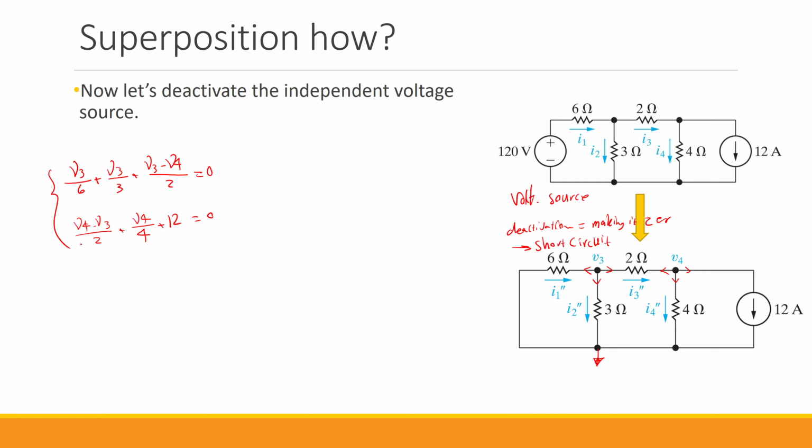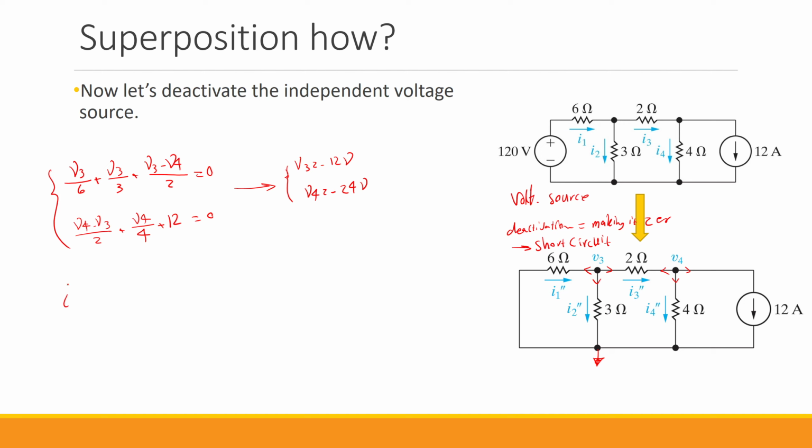So these are the two equations that we need to solve in order to get values V3 and V4. If we solve this 2 by 2 linear equation, what we get is V3 to be negative 12 volts and V4 to be negative 24 volts. So now that we have this, we can calculate I1 double prime through I4 double prime.